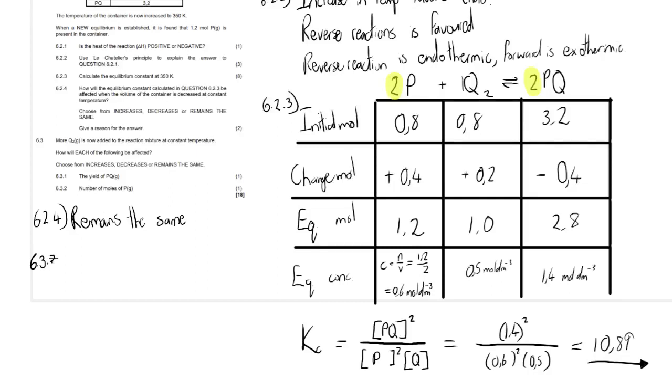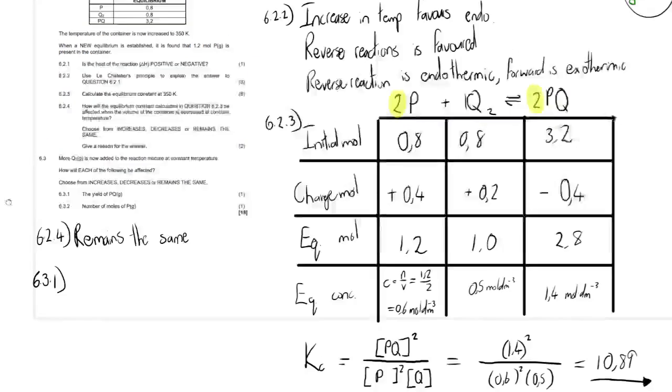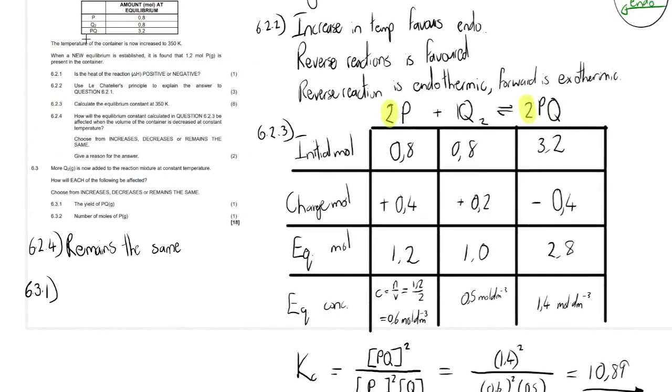6.3.1. Now they're telling us more Q2 is added to the reaction mixture at constant temperature. So it's remaining constant, whatever the temperature is. How will each of the following be affected? Choose from either increase, decrease, or remain the same. So if more Q2 is added, how will the yield of PQ change? The volume remains the same, it's still the same container, and so the concentration of Q2 goes up.